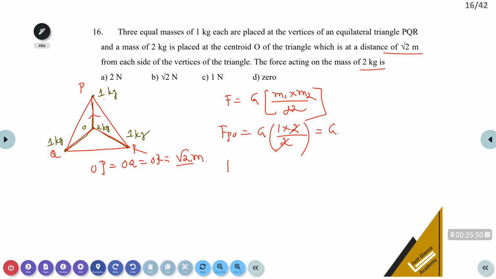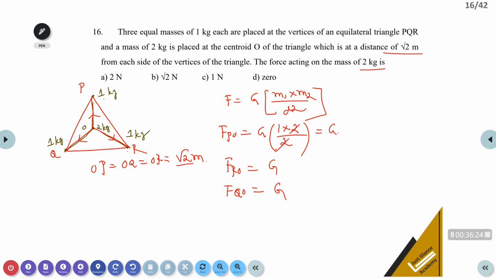Next, F of RO, I am writing RO. It is acting like this, students. This is also the same: 1 kg, 2 kg, distance is also the same. It is also G. No need to calculate this because mass is the same and distance is also the same. Then FQO is also G only. This is acting like this.